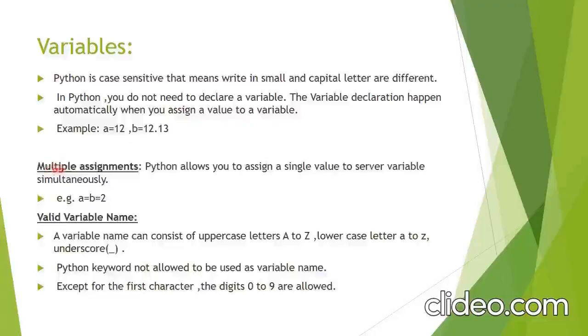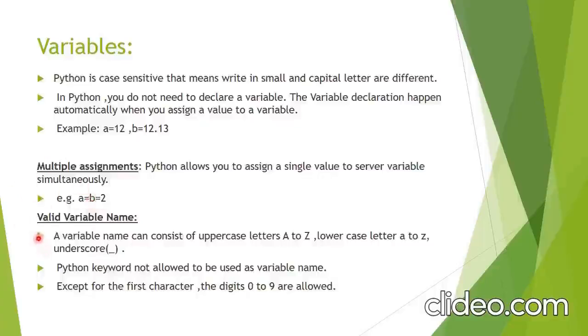Now next is multiple assignments. Here we can assign multiple values together to multiple variables. For example, a equal to b equal to 2. So the value 2 is assigned to a as well as variable b. So that is how to do multiple assignments, clear?